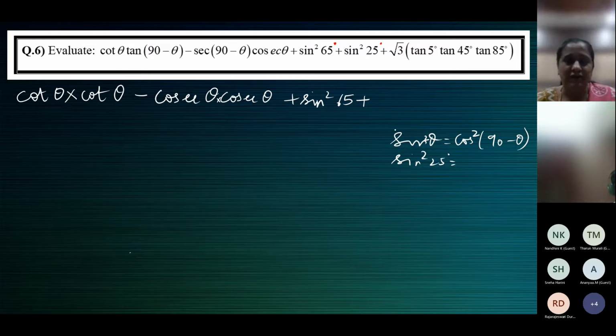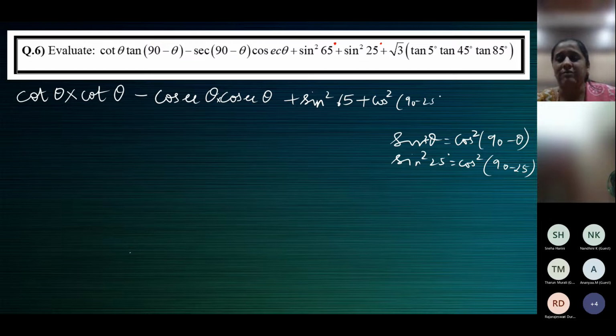Now tell me, what is sine square 25? It's cos square what, children? 90 minus 25, because theta is 25 degrees. So sine square 25 is equal to cos square 90 minus 25. Wherever there is theta, use 25. That's all. So plus cos square 90 minus 25. I'm using this.